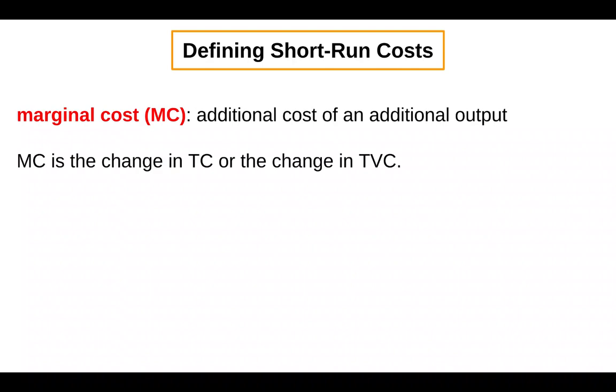Marginal cost is the additional cost of an additional unit of output. This is a very, very important metric. Again, we see that word marginal. Remember, that means one more, an additional. We've seen that so many times throughout the course. It is the change in total cost, but it is also the change in total variable cost. Now, why is that the case?